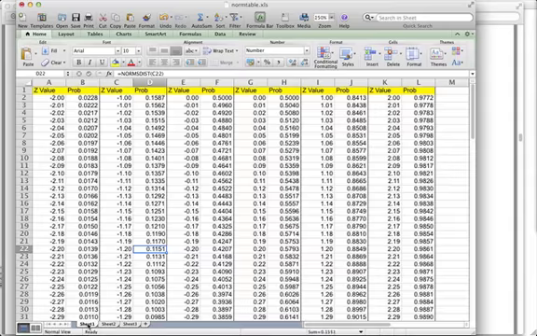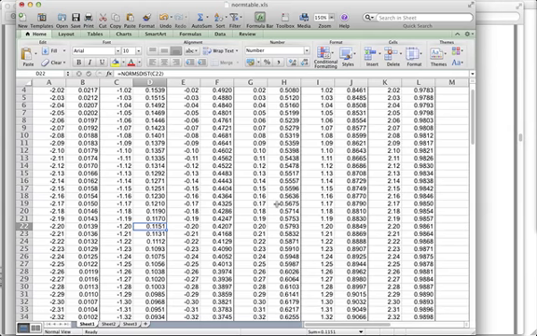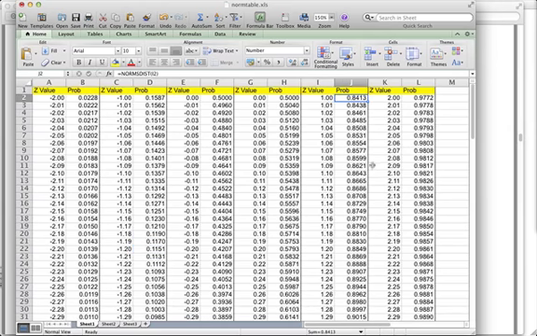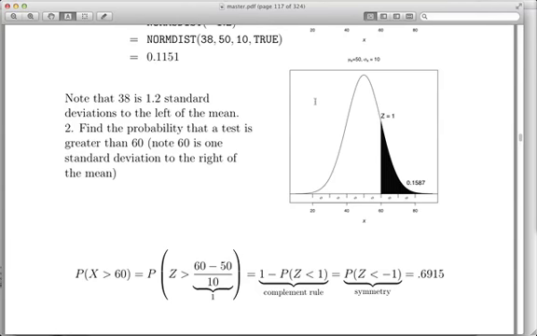Another possibility is you just go to your normal table, and so you'll see that the z-value for 1 is 0.8413. If you take 1 minus 0.8413, you'll also get 0.1587.